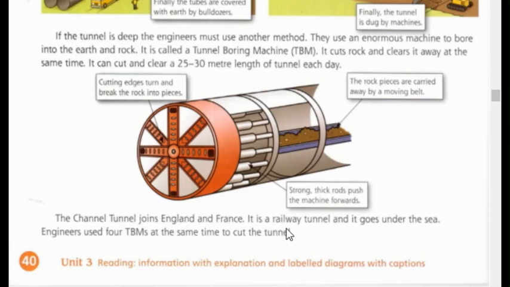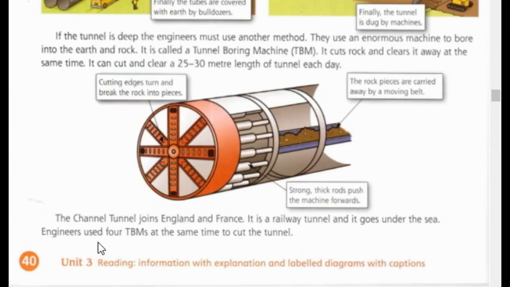It is a railway tunnel. إذا هو نفق سكة حديد، يعني للقطار اللي ممكن يشتغل على الكهرباء، هو على الكهرباء غالبا بيشتغل. إذا هو railway tunnel، إنه نفق للقطار. and it goes under the sea، وهو بيروح تحت البحر. يعني بيطلع من بريطانيا، بيدخل في البحر وبينزل تحت البحر وبعدين بيطلع على فرنسا.